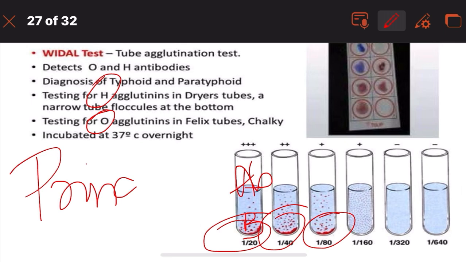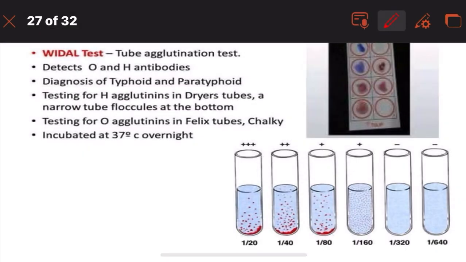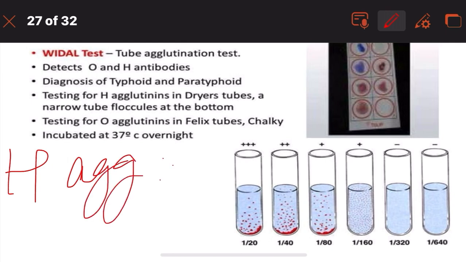And then we see that it is done in Dreyer's tube, a narrow tube. Floccules are seen at the bottom. So you see that whatever agglutination has occurred, the H agglutinin is attributed to the H antigen and it is directed against the H antigen. Here what happens? Narrow floccules. So these antigens will form the agglutination by clumping together. They will form the visible floccules or small clumps in the test tube.